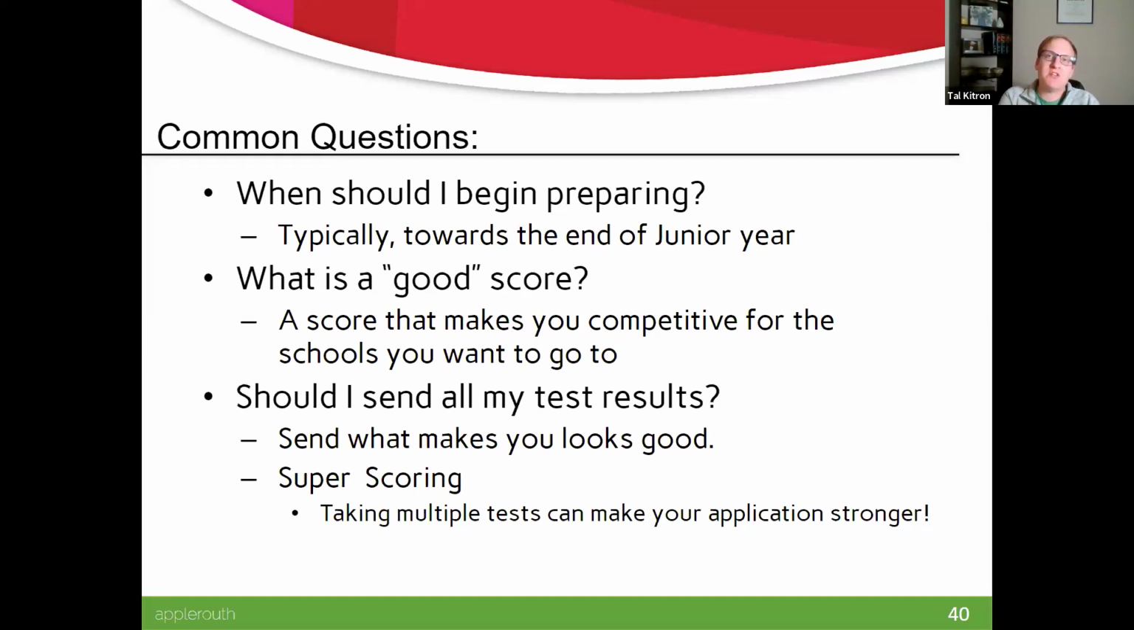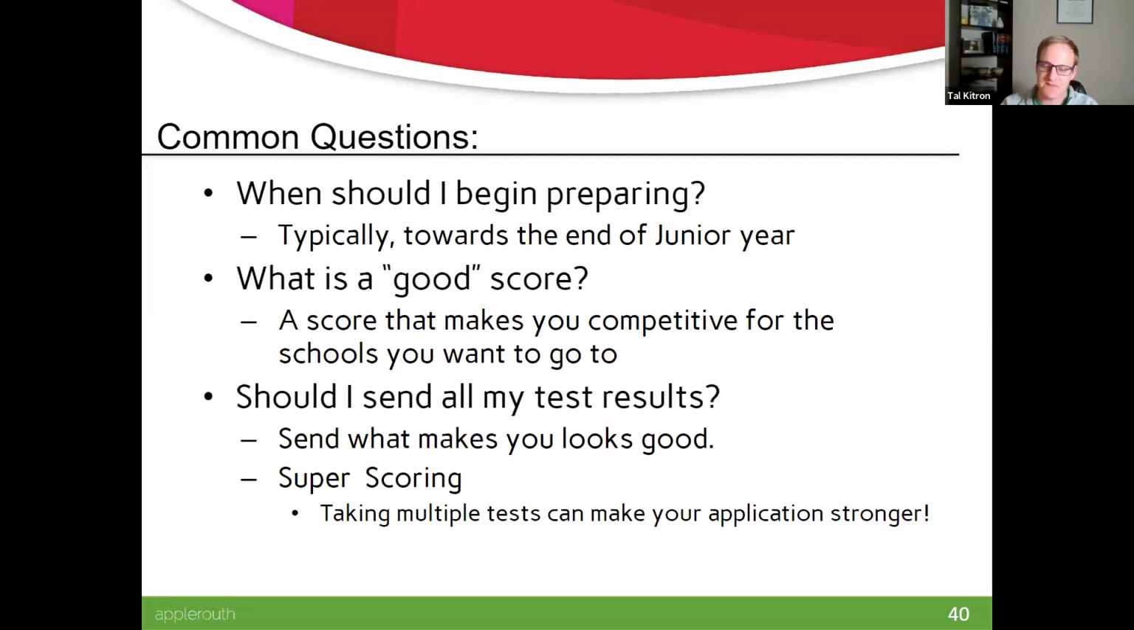And then, should I send all my test results? When applying to schools, the ACT automatically super scores. What that means is if you take multiple tests across different test dates, and you score super low on English and high on science, and the next time you flip that and the higher English score results but lower science, colleges which super score, which is about half, will only see your high English and high science. So they won't even know that you took the test twice. They'll see your super score, meaning highest test scores from multiple sittings.